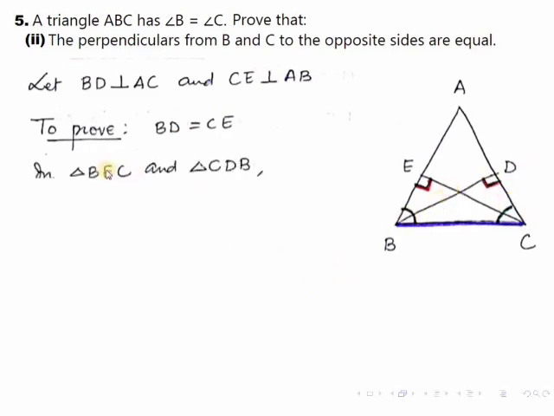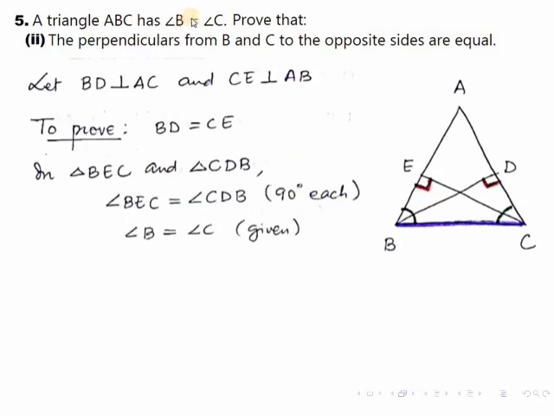Now let's observe triangle BEC, this triangle, and the other one, CDB. Now two angles are equal in this case. All of you know this is 90 degrees each, and one more pair of angles is given to be equal. Now in both the triangles, one of the sides is common, and from the figure you see this bold line in blue, that is BC. So BC is the side which is present in both triangles and it is common.